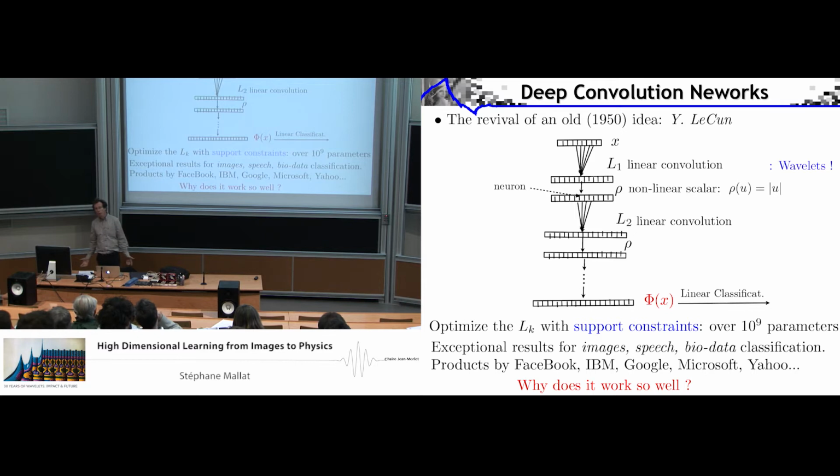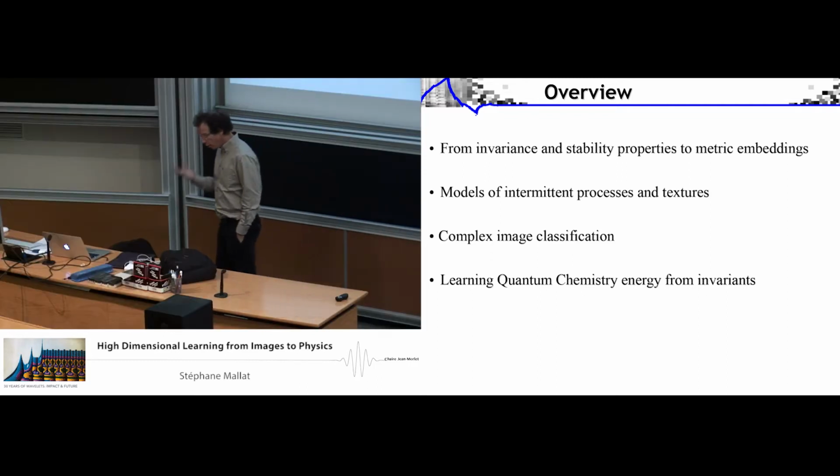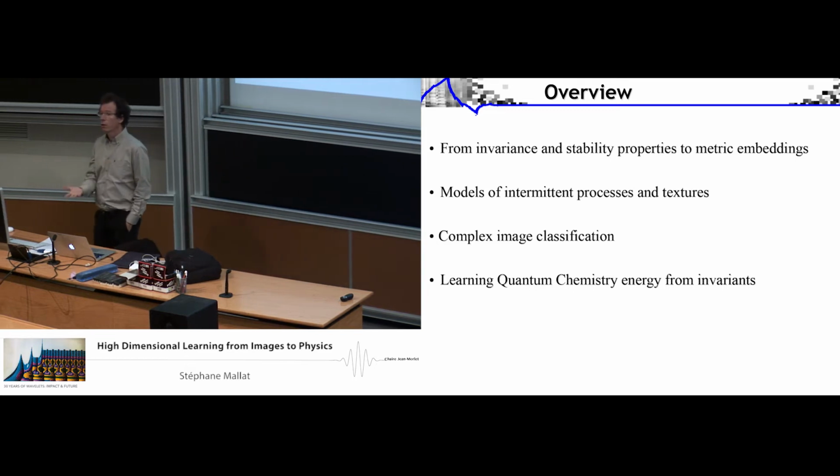So the question is why? Why is that working? Why does this kind of thing make sense? And why do we see wavelets appearing, at least in the first layers? So that will be the topic. The first thing I'd like to show is that at the core of the problem are questions of invariance.